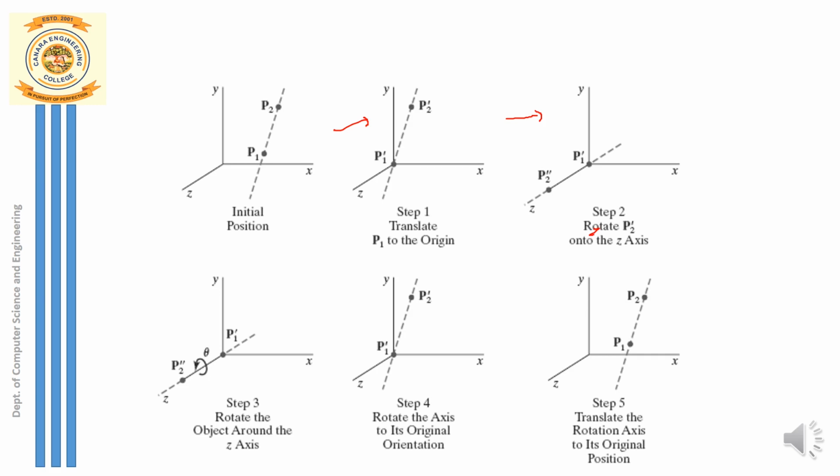You can now see what is rotated. This point P1 dash is fixed. What is that fixed point? You call it the origin. But the other end of the line segment, P2 dash, is rotated in such a way that the line segment aligns along the z-axis. P1 dash is as it is, but P2 dash is now aligned along the z-axis. Now this line segment is aligned along the z-axis.